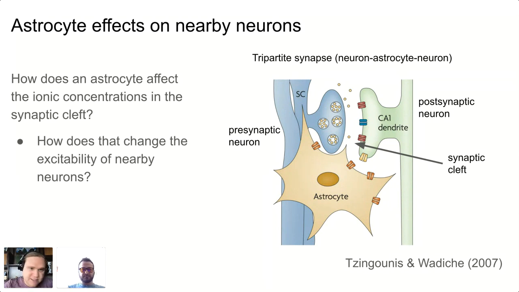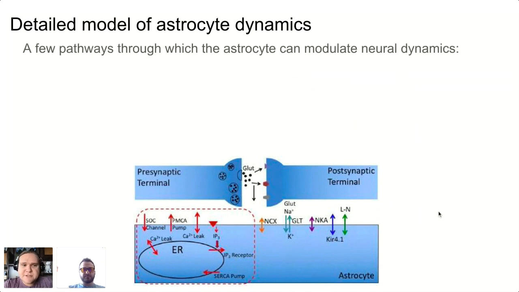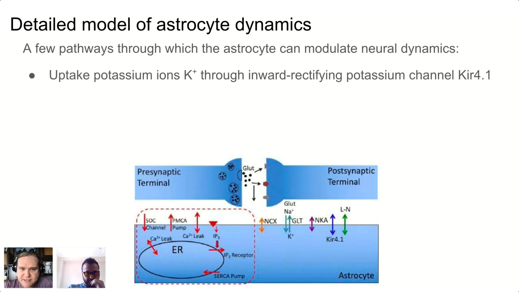To do this, we look at a detailed model of astrocyte dynamics. We model the tripartite synapse, looking at the extracellular space in the synaptic cleft and all the ion concentrations and neurotransmitter concentrations within it, and the astrocyte with all of its various channels, transporters, and leaks that interact with that synaptic cleft. There are a few pathways through which the astrocyte can modulate neural dynamics. The first is that it can uptake potassium ions through inward rectifying potassium channels, KIR4.1.